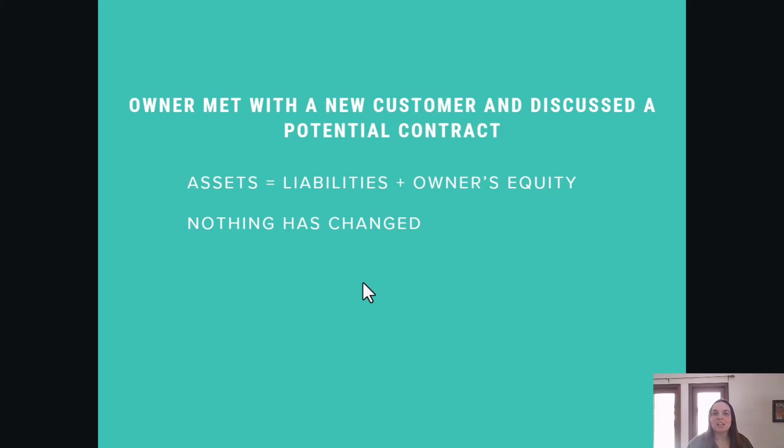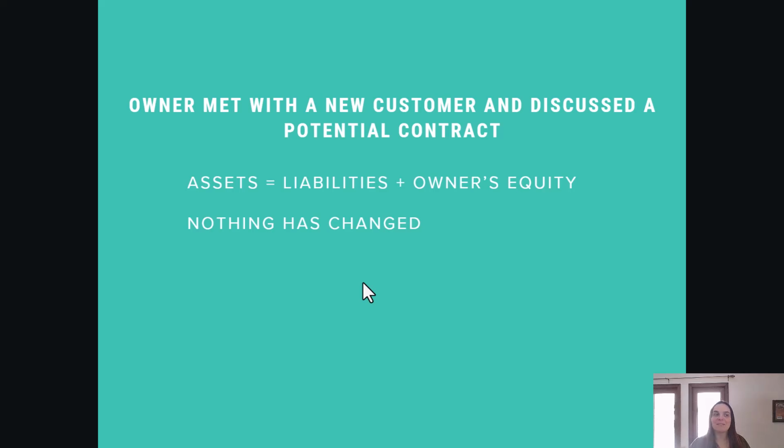Does anything change in an asset, a liability, or an owner's equity account? No, nothing here changes. No money was exchanged. Nobody owes anybody anything, right? So the business doesn't owe the customer anything. The customer doesn't owe the business anything. Nothing has changed here.